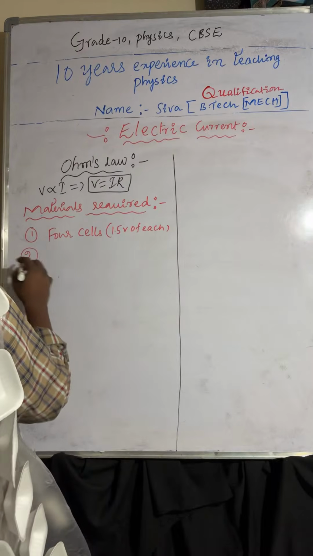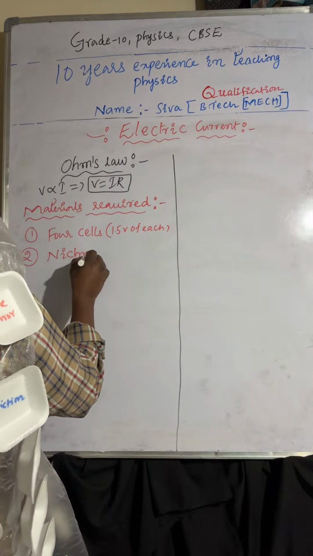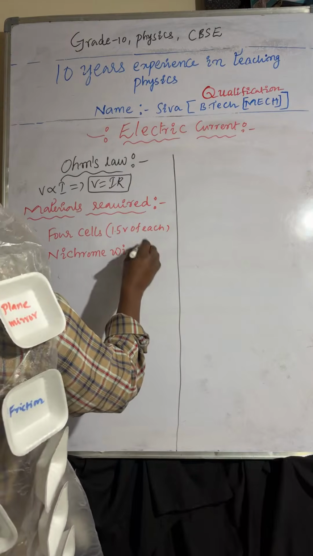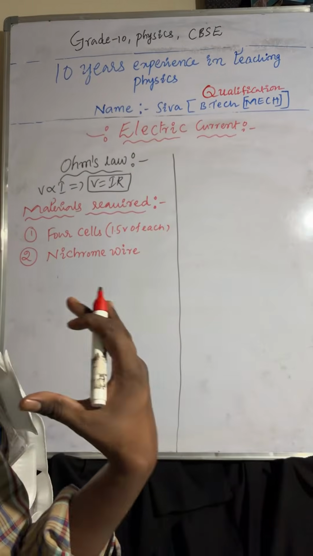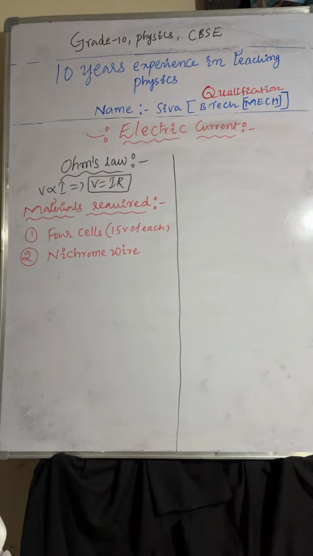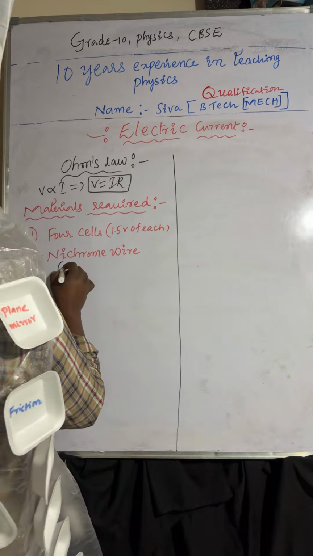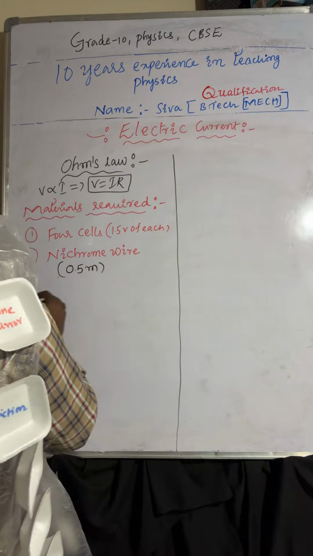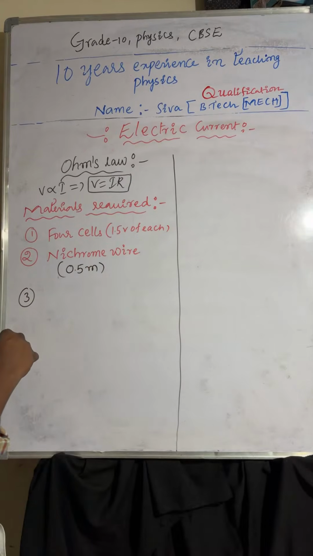Coming to the next one, nichrome wire. Why are we taking nichrome wire? Because nichrome wire is an alloy of nickel, chromium, manganese and iron metals. Its length is 0.5 meter.